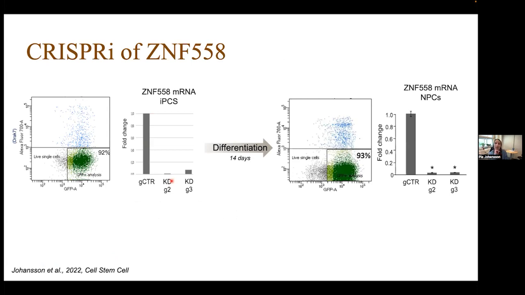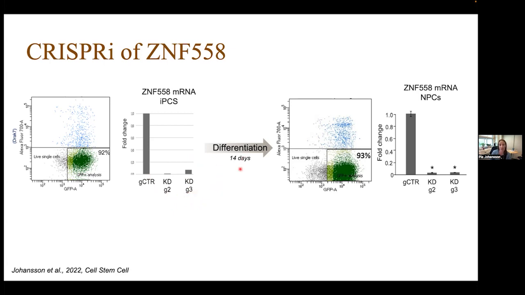So then, using the method that I showed before, you start with the iPS, and this time we wanted to knock down zinc finger 558. What you can see here on the left-hand side is that while they're still iPS, before we have started the differentiation protocol, we wanted to see if the knockdown was working. So we just took them as iPSCs. And you can see here, this is where we have this excellent virus. 92% of the cells are actually green. So that's really wonderful. And we can see that we have a very robust knockdown of zinc finger 558 using both guide 2 and guide 3.